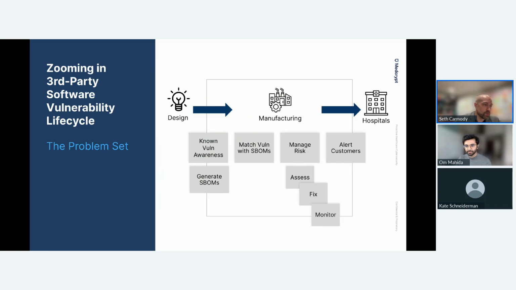If you look across the ecosystem, across the life cycle, each one of these boxes: known vulnerability awareness, generating SBOMs, matching, managing the risk in a number of flavors, and alerting customers. I mean customers in all sorts of manners, like FDA, hospitals, patients, researchers. It can span the gamut. There's a problem set in each one of these, and if we get wrapped around the axle around one particular one, and not complete a cycle, so to speak, we can do ourselves a disservice.